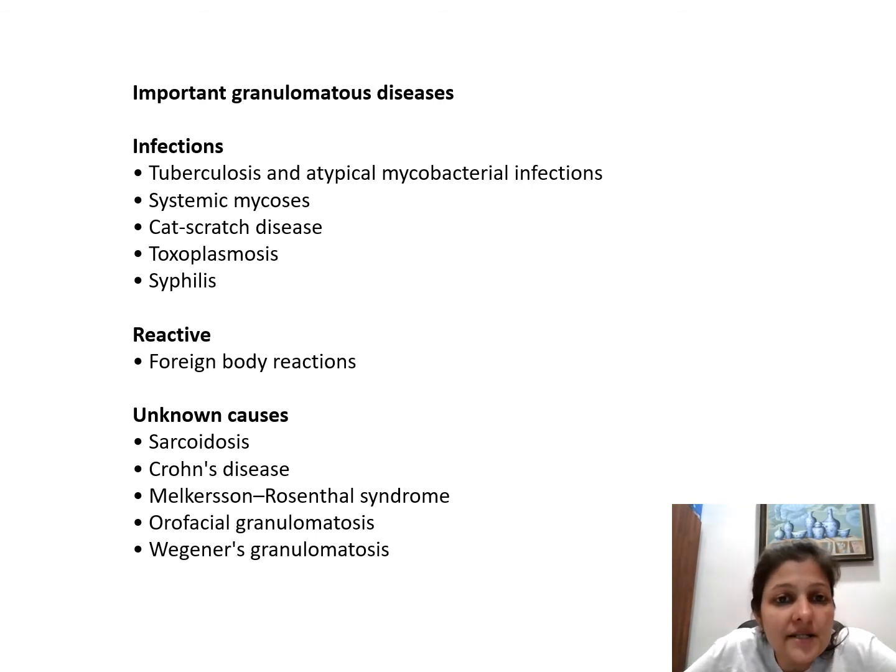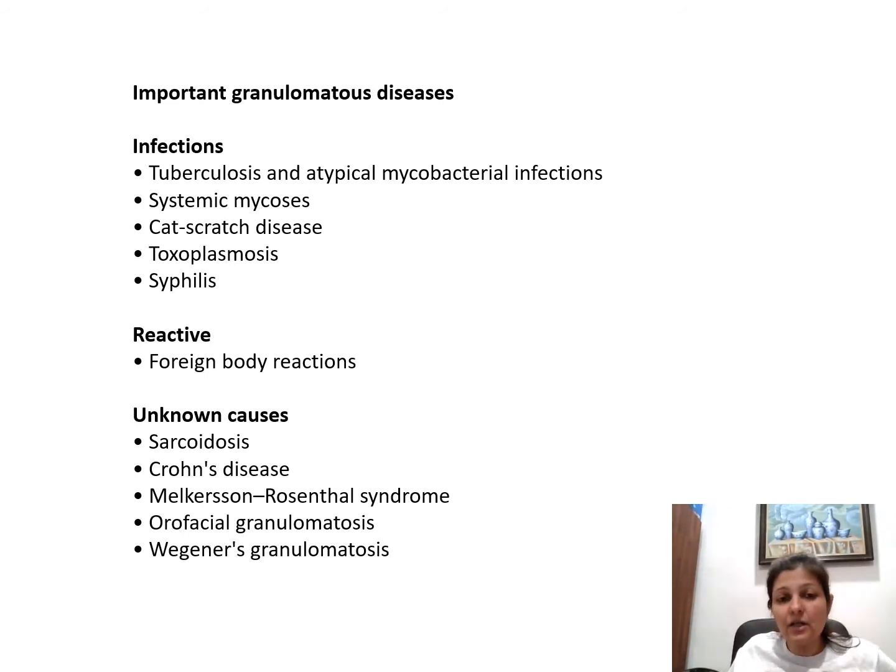So just to summarize, the important granulomatous diseases are infections. Most of these have been covered in general pathology, but if you look at them again, there are infections like tuberculosis and atypical mycobacterial infections, systemic mycosis, cat scratch disease, toxoplasmosis, syphilis, reactive ones like foreign body reactions, and unknown causes like sarcoidosis, Crohn's disease, Melkersson-Rosenthal, orofacial granulomatosis, and Wegener's.